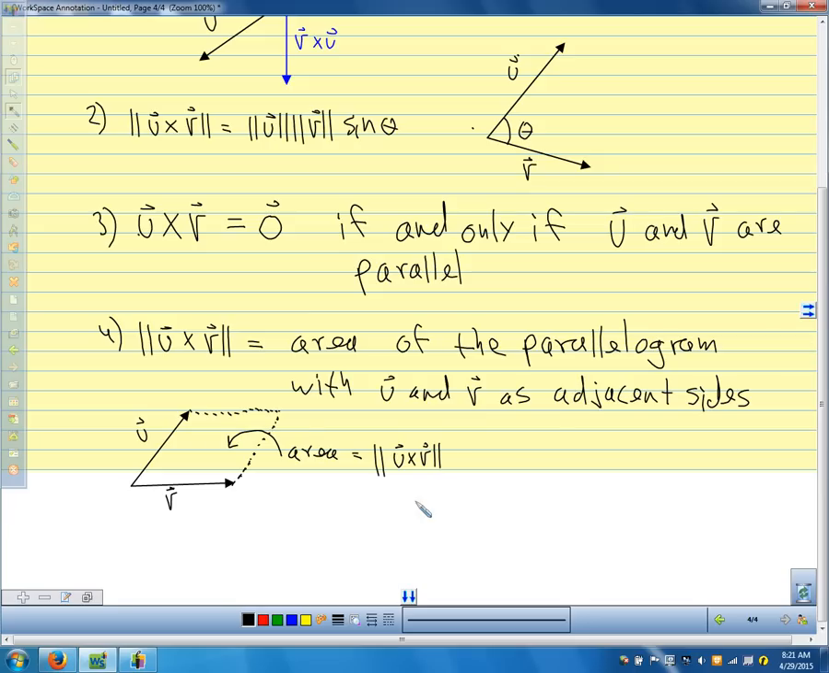Yes. So does this still work with them at 90 degrees to each other? Mm-hmm. So then the parallelogram would be a rectangle. Yeah.